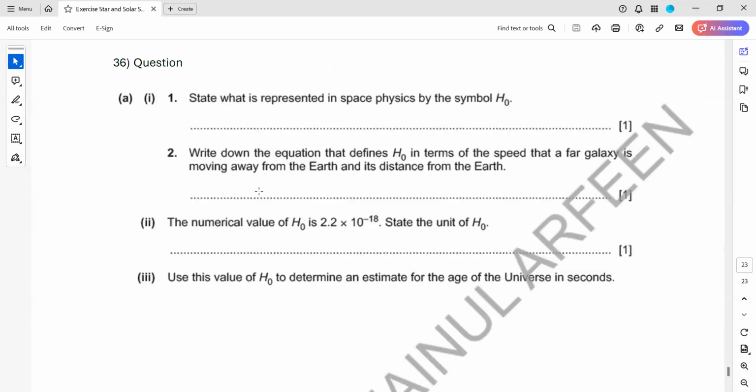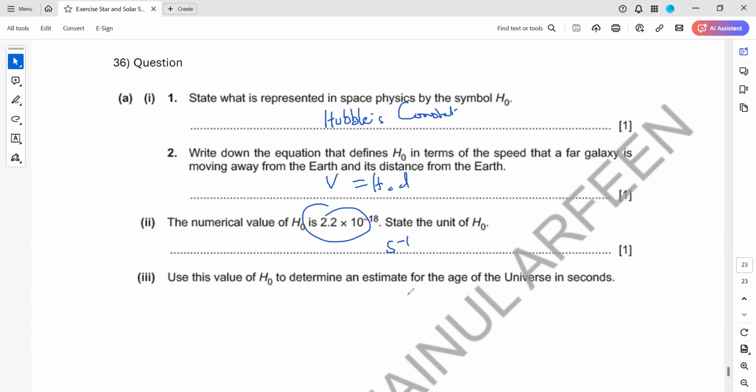Then the last: state what is represented in space physics by H naught. This is called the Hubble's constant. Write down an equation which defines H naught in terms of speed V. V is equal to the Hubble constant multiplied by the distance d. Numerical value is 2.2. State the unit, so it is second inverse.